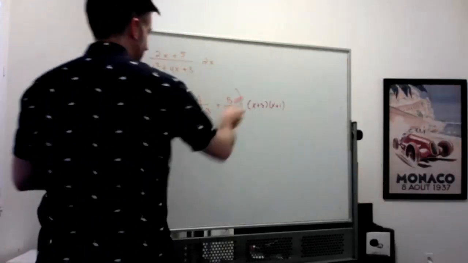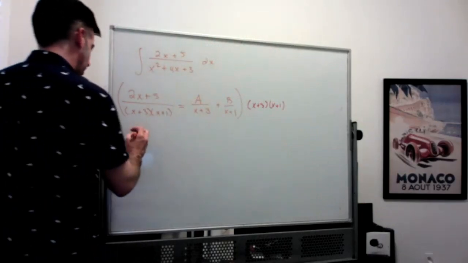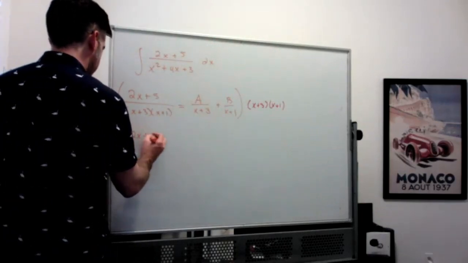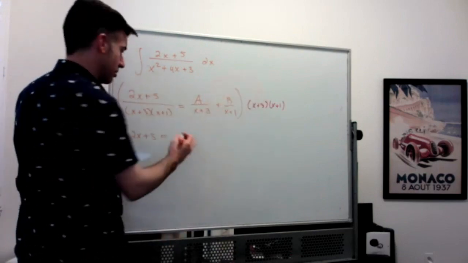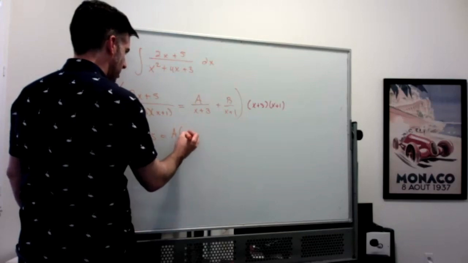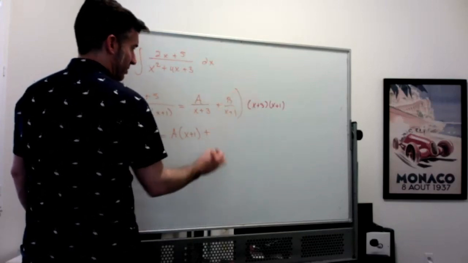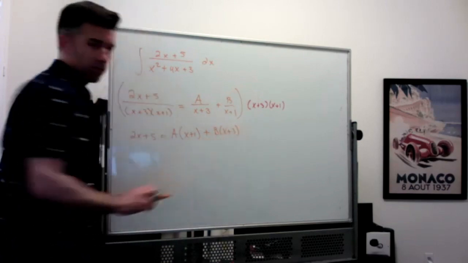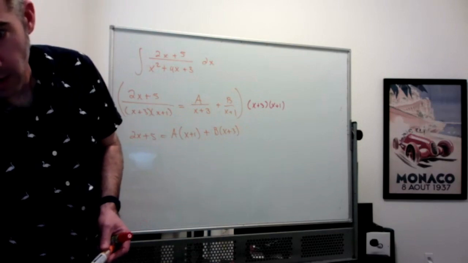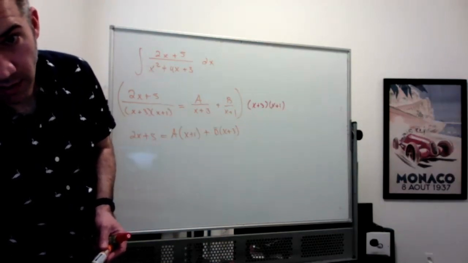So we multiply this here, the denominators cancel, and you just get 2x plus 5. When you multiply this here, the x plus 3's cancel, so you get a times x plus 1. When you multiply this here, the x plus 1's cancel, and you get b times x plus 3. Now, there are a number of ways of solving for a and b.